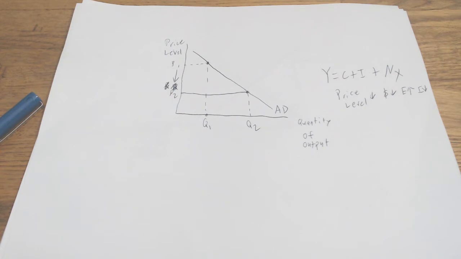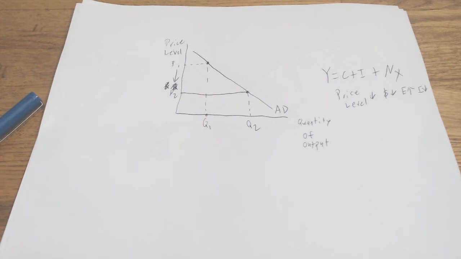So let's do a quick recap of all three of those things. When price level drops, consumers become wealthier, stimulating demand for consumption. Consumption increases. When price levels drop, interest rates fall, stimulating demand for investments. Companies can afford to invest and buy more capital. People can buy more houses. Lastly, when the price level drops, the value of our dollar depreciates, stimulating the demand for net exports. More foreign countries want to buy goods from America, and we want to buy foreign goods less. So imports go down, exports go up.